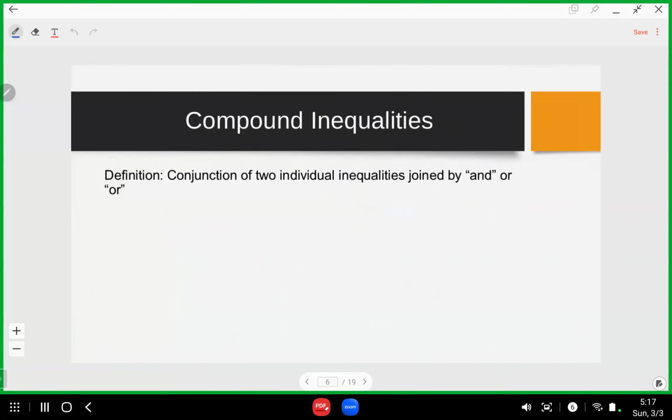Now we'll go on to our new stuff for today. So this is quite important, so make sure you take notes on this. We're first going to learn about compound inequalities, which is the conjunction of two individual inequalities joined by and or or. All right, so you'll learn what that means. So here's what I mean by and or.